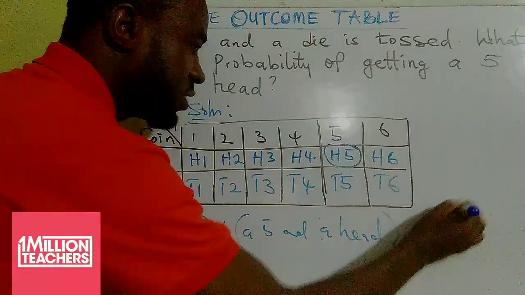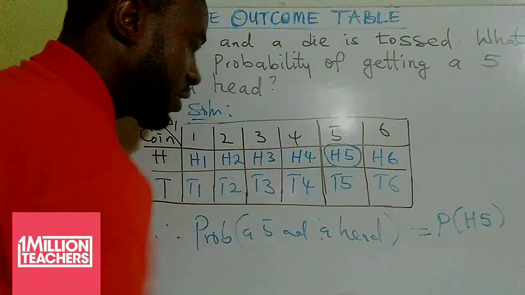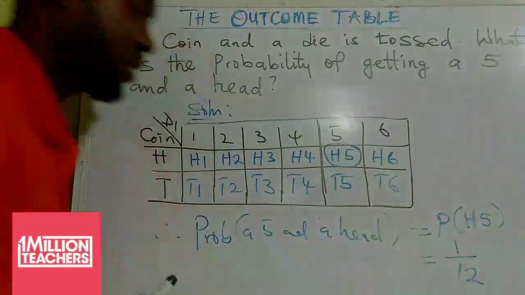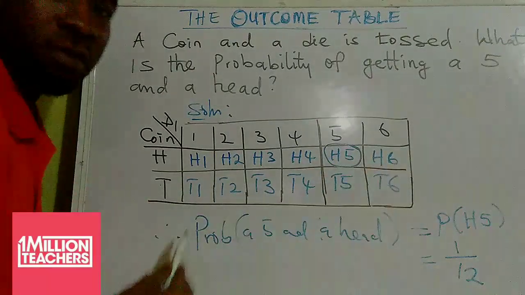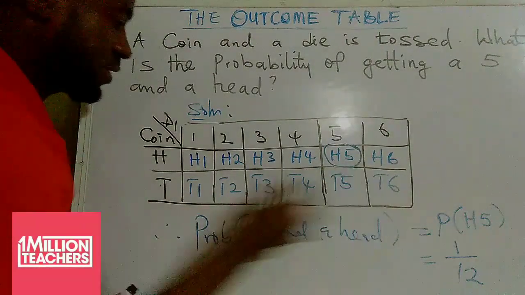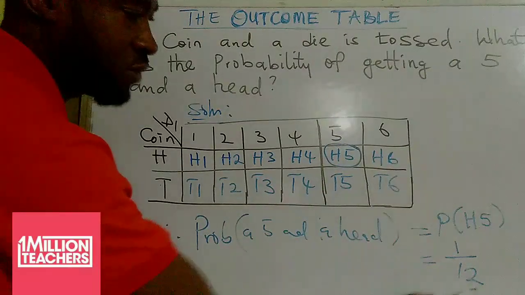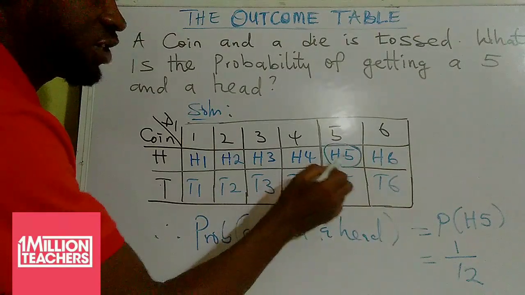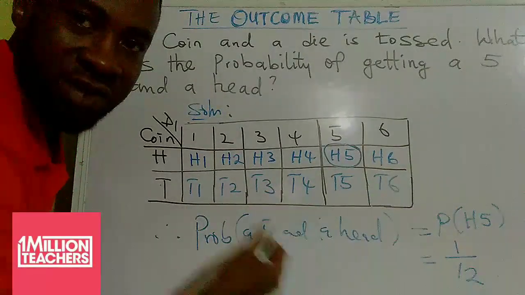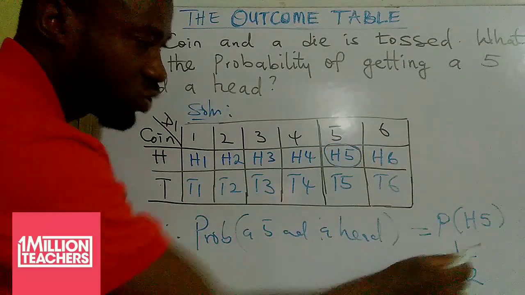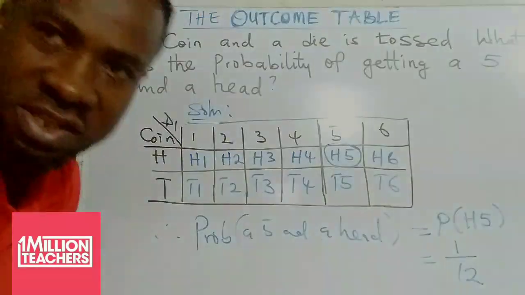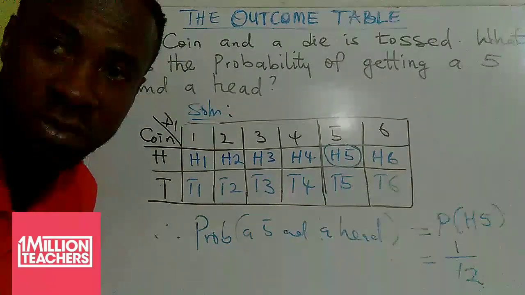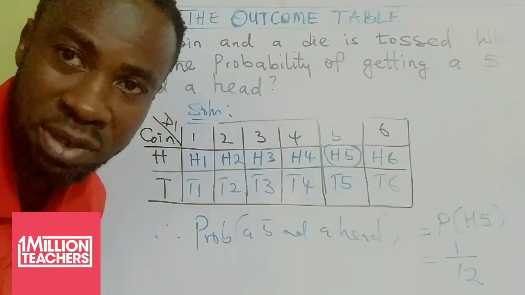So our answer is therefore the probability of a 5 and a head, which is the same as the probability of H5, is equal to what? 1/12. Because the total outcome here is 1, 2, 3, 4, 5, 6, 7, 8, 9, 10, 11, 12. That's 12. And we only have 1 head and 5. That's H5. There's no other place where you can find H5 here, so we just have only this one. That is 1/12. So that is how to get the outcome table. The outcome table is very easy and very simple to understand and to apply.